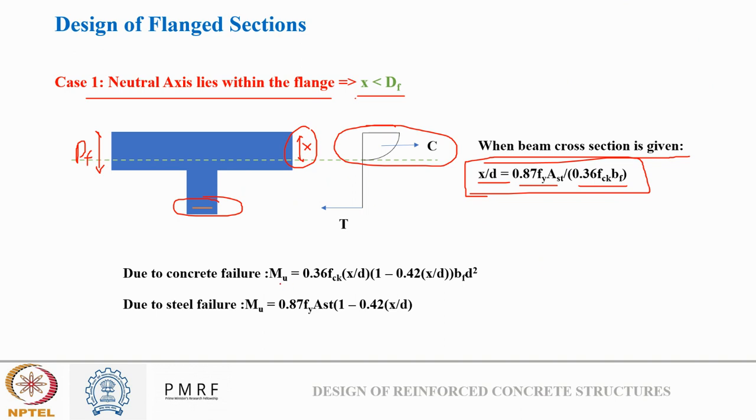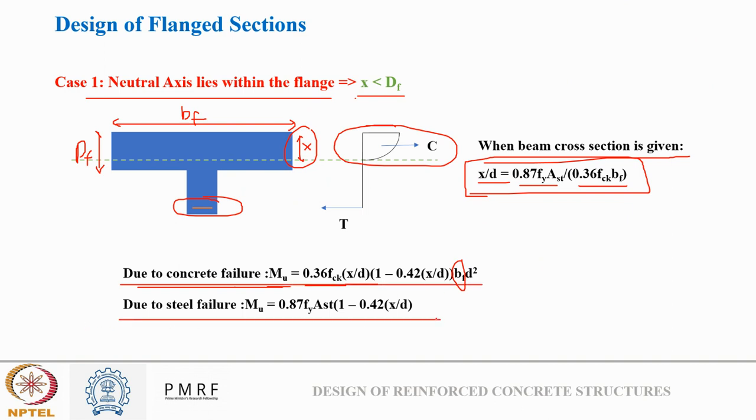Okay, so if this is the case, then I can directly write Mu due to concrete failure as 0.36 fck (x by d) (1 minus 0.42 x by d). This time b will be replaced by bf. bf is this part. My width of beam will be the width of the flange. So this is how I will calculate moment of resistance due to concrete failure and due to steel failure. This is how I will calculate the value.